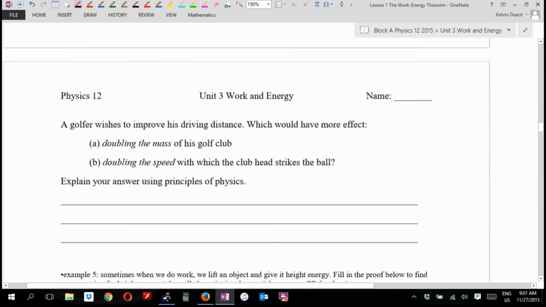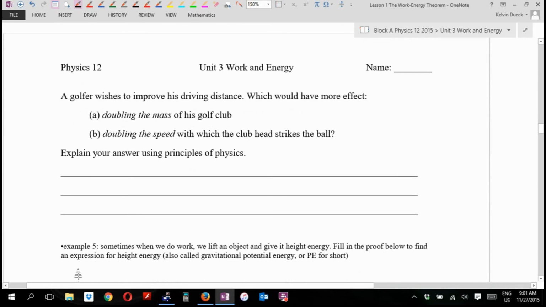Good question. So, let's talk about sports. A golfer wishes to improve their driving distance, how far they can hit the ball. What would have more effect? Doubling the mass of the golf club, or doubling the speed with which the club head strikes the ball? And convince me.